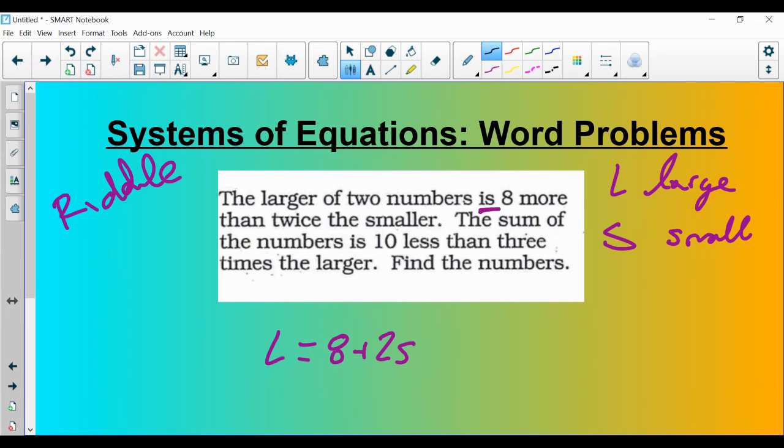And then I'm going to try to write the second sentence. The sum of the numbers is, remember that is your indication for an equal sign. So the sum of the numbers, well, there's two numbers, S and L, right? We're going to add them up. S plus L is, that's this half. Now I'm going to write the other side of the equal sign, 10 less than 3 times the larger. 10 less than, that's something that always goes at the end, minus 10. And we would have 3 times the larger. This is 10 less than 3 times the larger number.